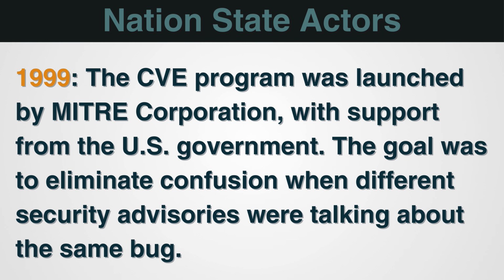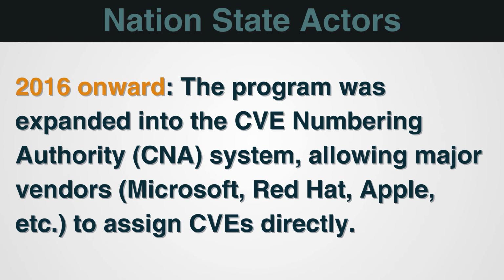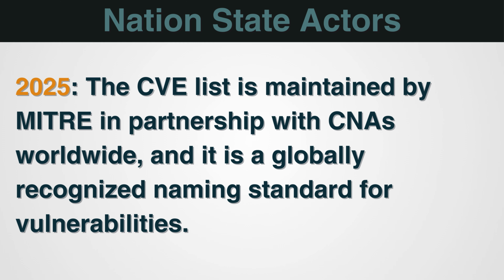In 1999, the CVE program was launched by MITRE Corporation with support from the US government. The goal was to eliminate confusion when different security advisories were talking about the same bug. In the 2000s, vendors and security products began integrating CVE IDs into their advisories and scanners, making it an industry standard. From 2016 onward, the program was expanded into the CVE Numbering Authority (CNA) system, allowing major vendors, Microsoft, Red Hat, Apple, and so on, to assign CVEs directly. Today, in 2025, the CVE list is maintained by MITRE in partnership with CNAs worldwide, and it's a globally recognized naming standard for vulnerabilities.